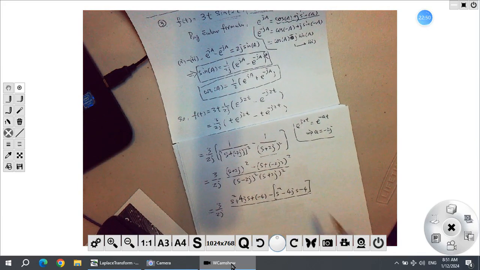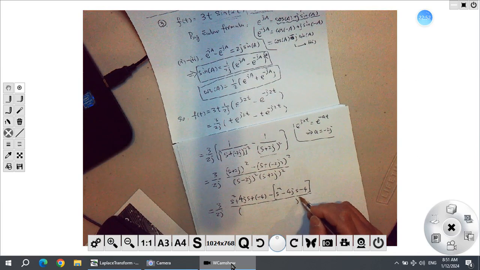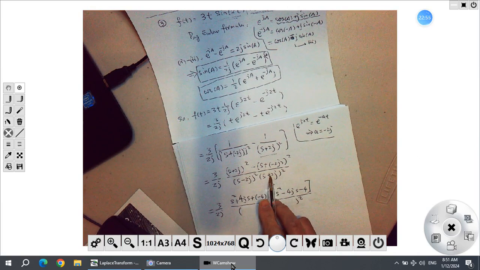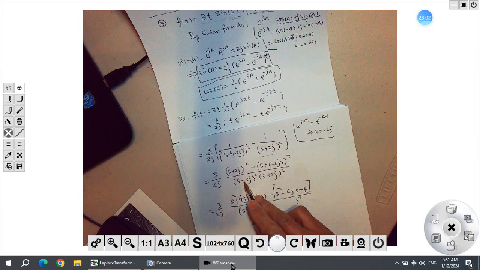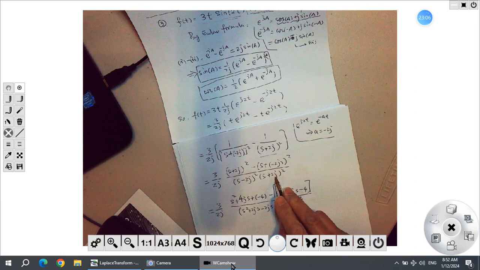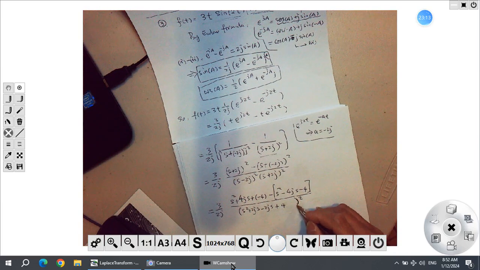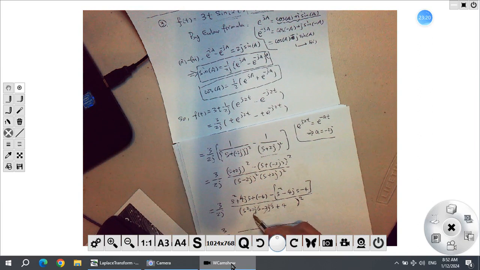And the denominator, I can write as the square of this one times this one. So I have s squared plus 2js, right? s times this term, and minus 2j times s, and minus 2j times 2j, which is 4j squared. j squared is negative 1, so it's negative, negative, positive, right? Alright, keep working on 3 over 2j. In the denominator, these two cancel. It is s squared plus 4 squared.